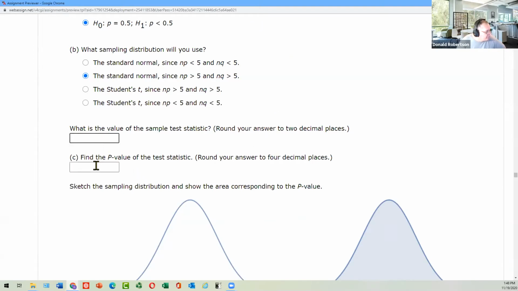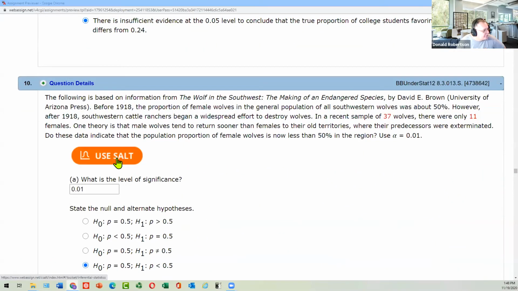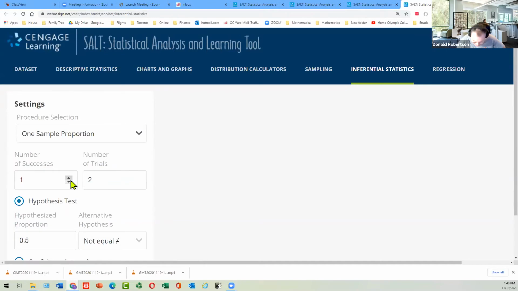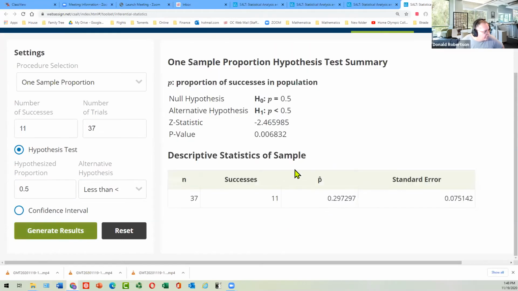Now, these two are going to come from salt, and then the rest we'll do once we've got that answer. So I'm hitting salt. I'm going over here. One proportion, 11 out of 37. Is it less than 50%? That's it all set up. Right, 11 out of 37. Is it less than 50% was what we're trying to get evidence for. Generate results.